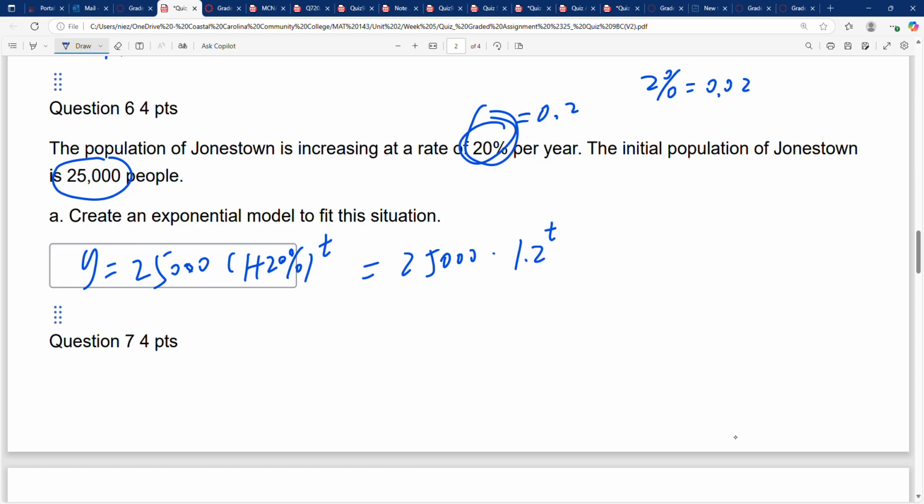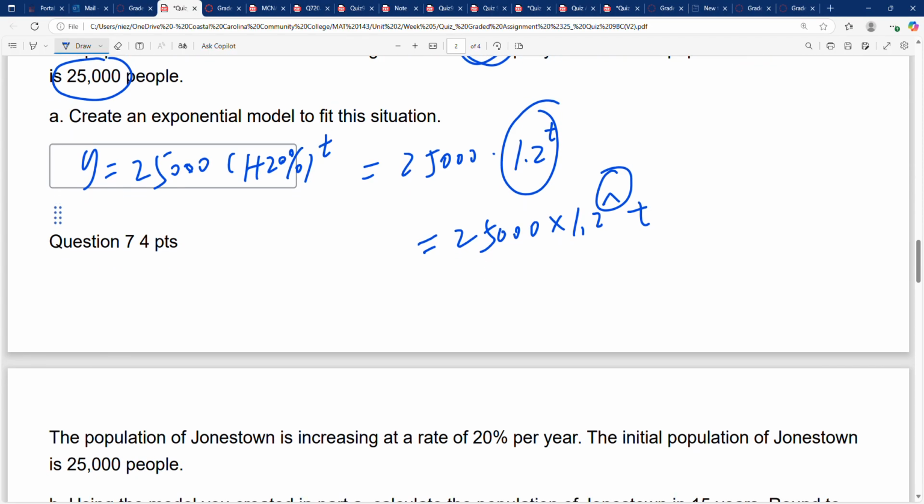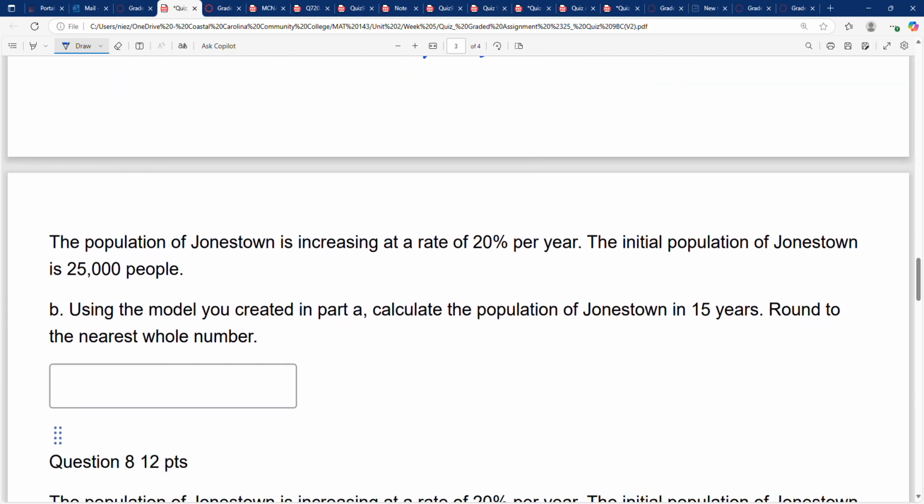Since you cannot type in this form manually, what are you going to do? You type like this: 1.2, and here you use this sign. This sign means the exponent. You see here, on an online calculator, you can see this sign also. You use this sign for the exponent. If you don't use this sign when you type, I count it as right also.